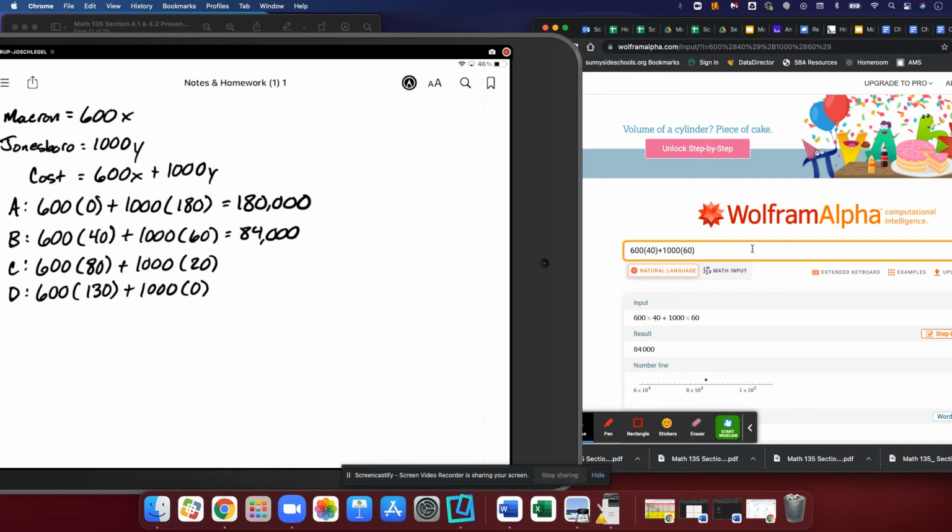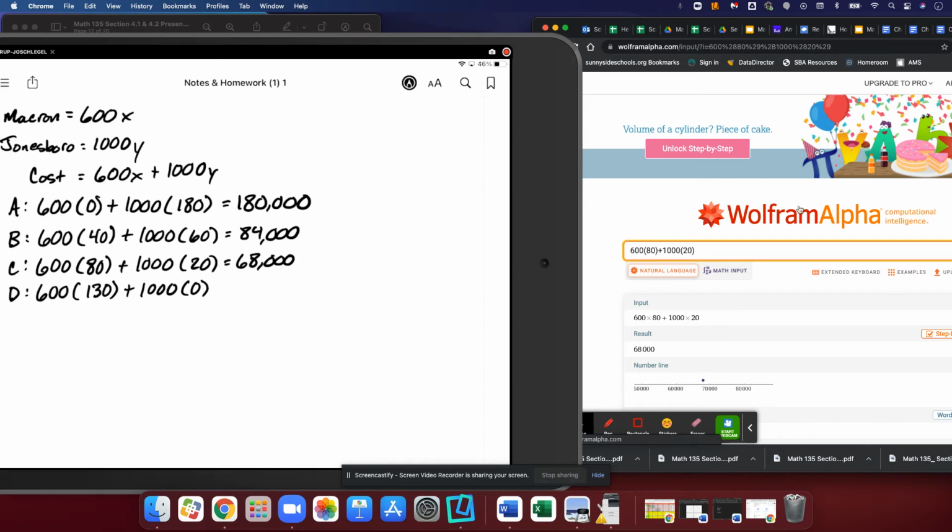All right, next, everyone, we have 600 times 80 plus 1,000 times 20 and $68,000. That's a drop of nearly $20,000 again. So again, the difference between the first option, which is just running the Jonesboro plant, and the second option, which is running 80 hours at Macon and 20 hours at Jonesboro, to do the exact same job, there is about a $112,000 difference in the cost. That's a big deal.